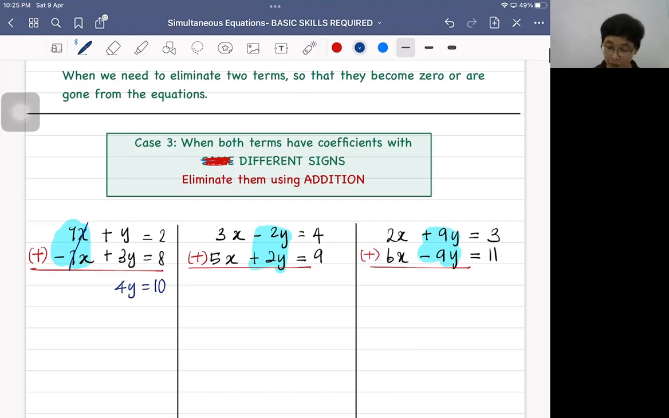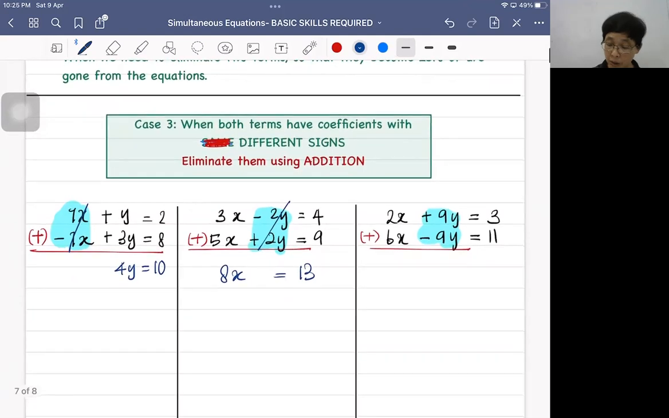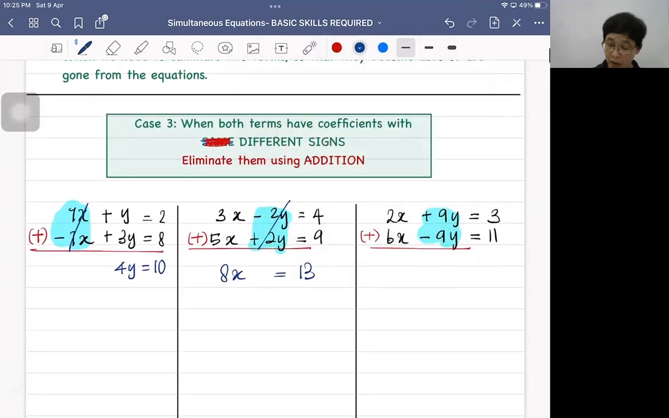Here we go. Let's go on. Yes, minus 2y and plus a positive 2y, again, they will be eliminated. Now you got 8x equals 13. Nice and easy. The same thing here, positive 9 and plus a negative 9, the whole thing will be gone. So 2 plus 6, you got a simple linear equation with one unknown.